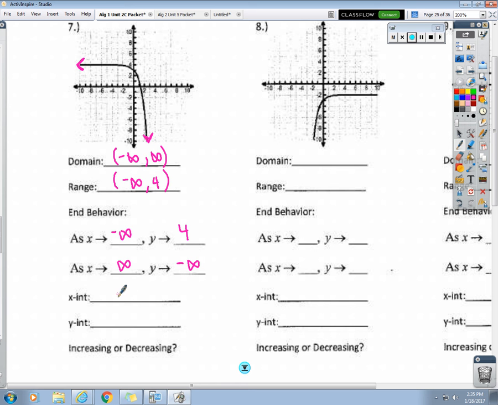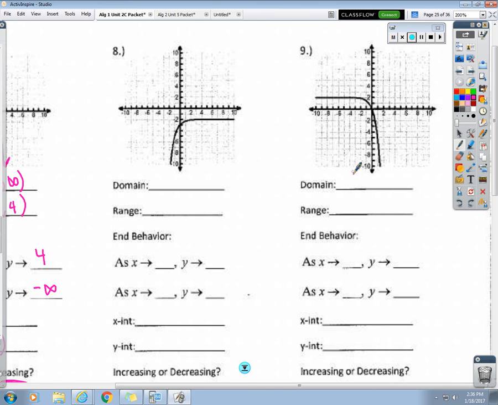Okay, the x-intercept is located where? 1, 0. Remember, anytime you have an x-intercept, the y will be 0. And anytime you have a y-intercept, the x value will be 0. And for this one, the y value is 3. Is this graph increasing or decreasing? Decreasing. Okay, number 9.